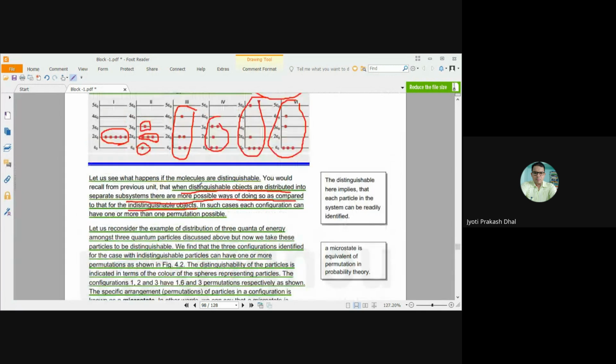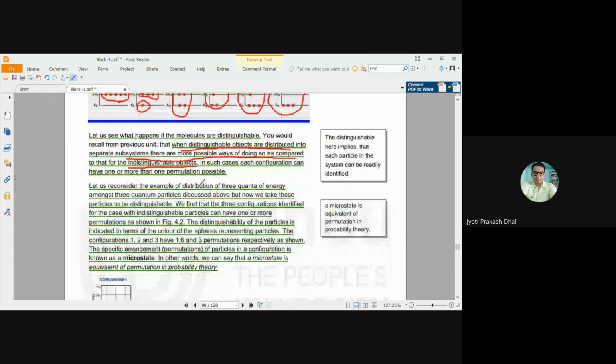So, if indistinguishable objects are there, the number of possible ways will be less. But if distinguishable objects are there, then to arrange them in the different energy levels, more possible arrangements will be there. So that we will see. In such cases, each configuration can have one or more than one permutation possible.